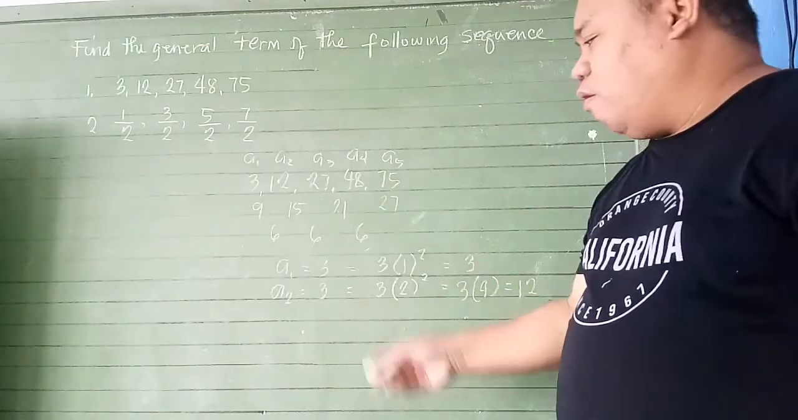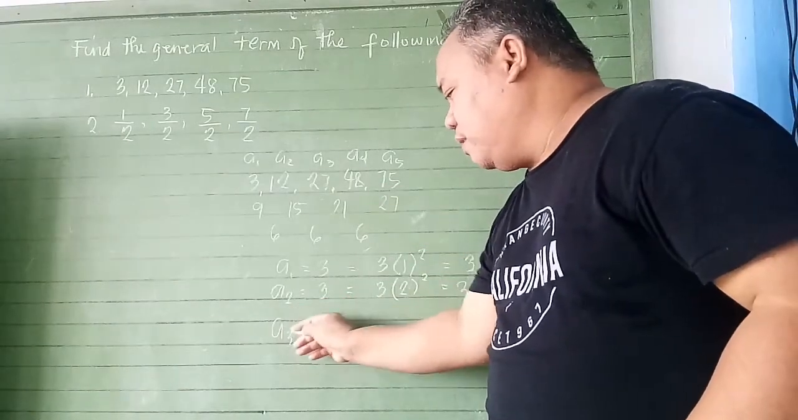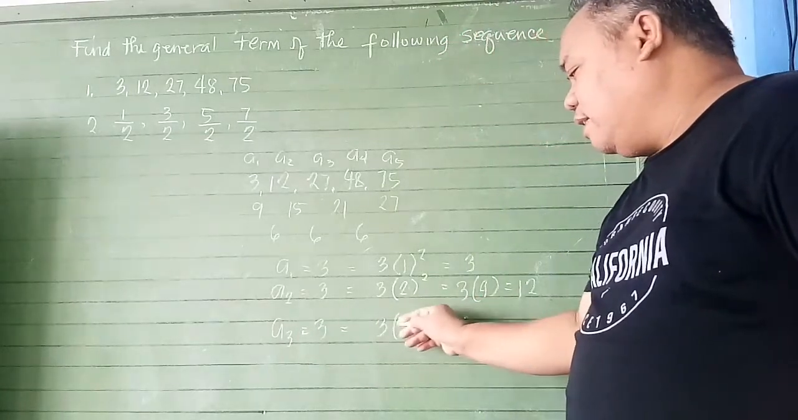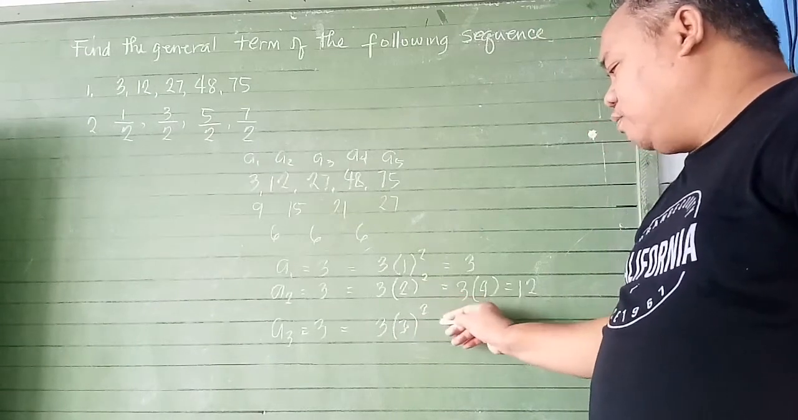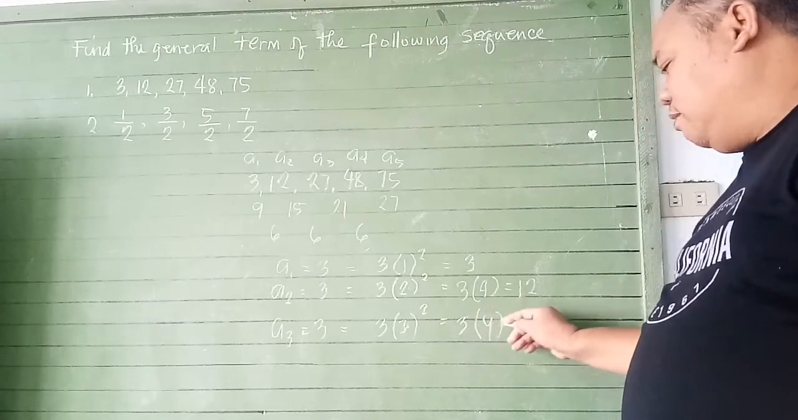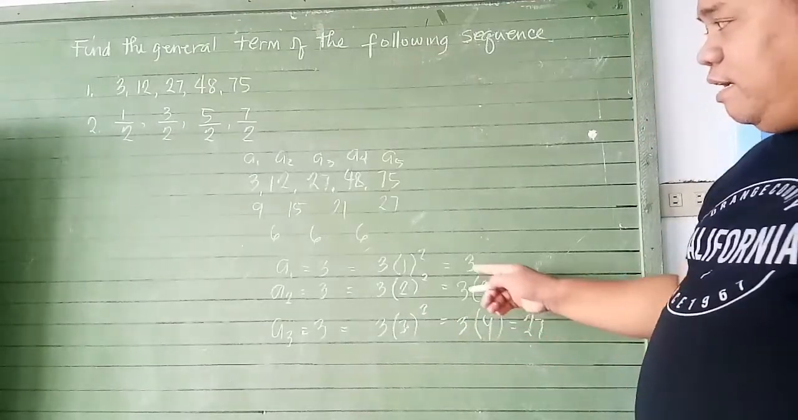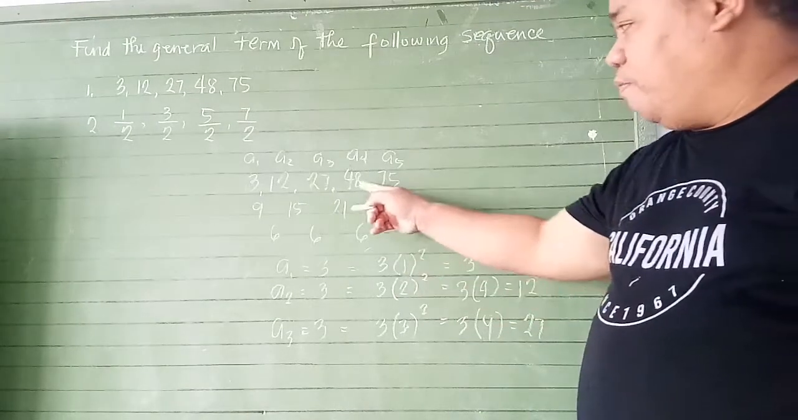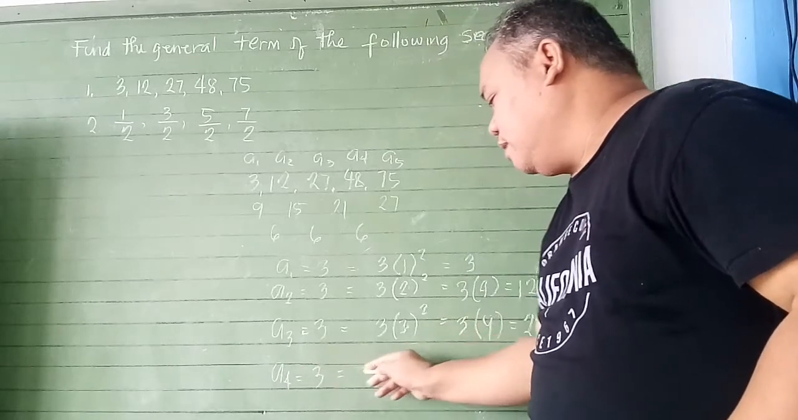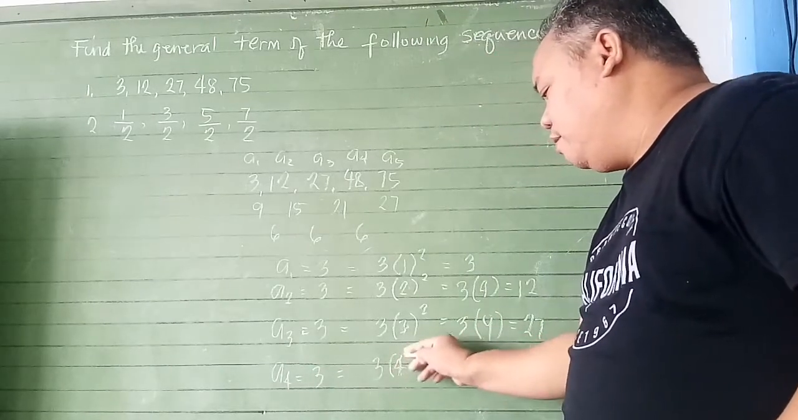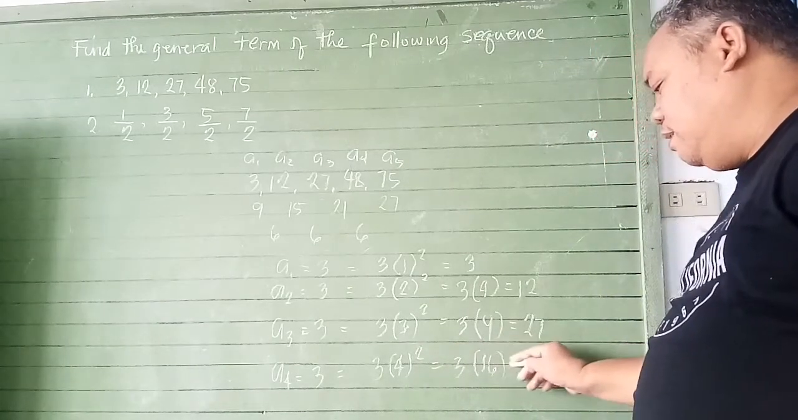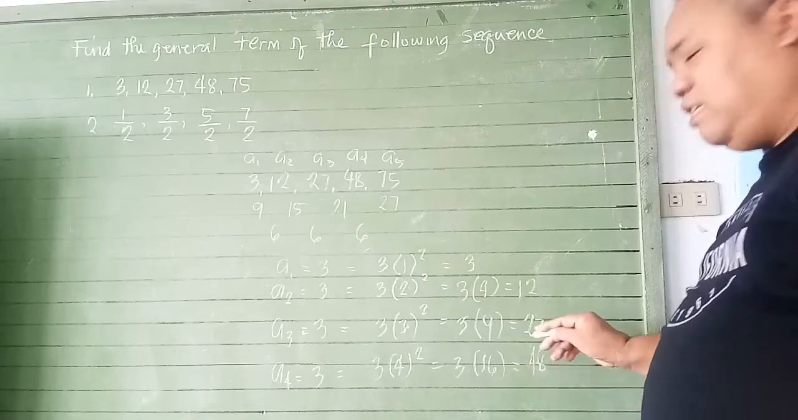Okay? Now, a sub 3. We have here 3, and then 3 again, and square. So this is 9, so this is 27. Okay, do you follow? Now for the last term, for 48, a sub 4. We have here 3, then 4 squared. So we have here 3 times 16. So this is 48. So you see the pattern?